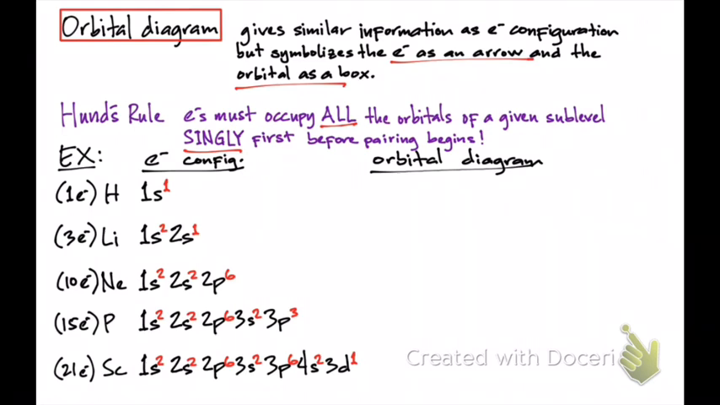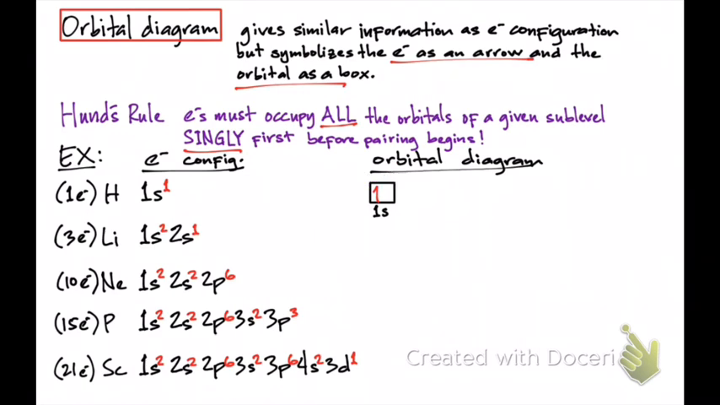So how would we draw the orbital diagrams for each element? When you look at hydrogen here, for example, hydrogen only has 1 sublevel, right? So you have 1s. And an s sublevel contains 1 orbital, the s orbital. So this is what the orbital diagram would look like for hydrogen. You have a box containing 1 electron that's spinning up.